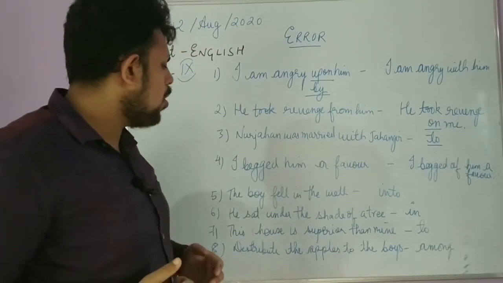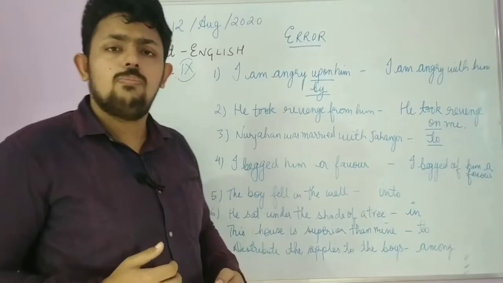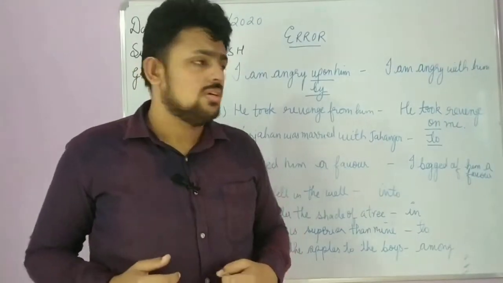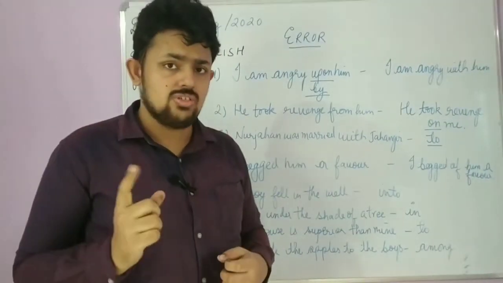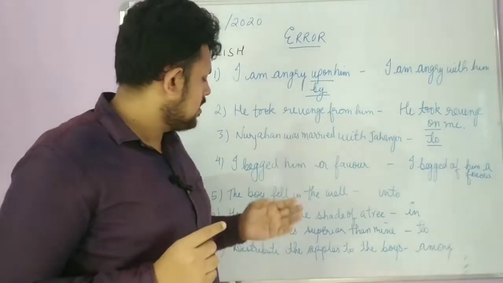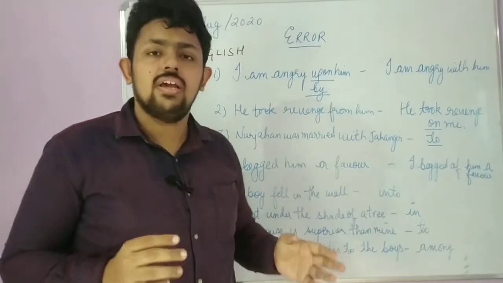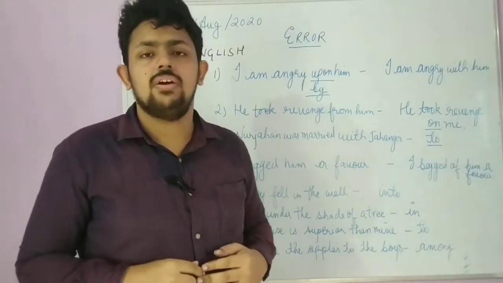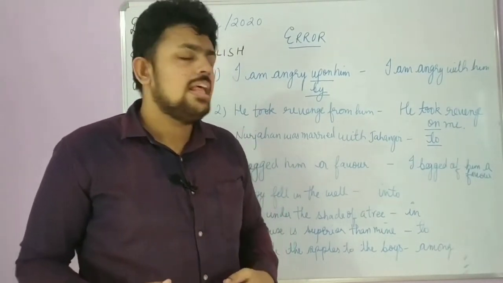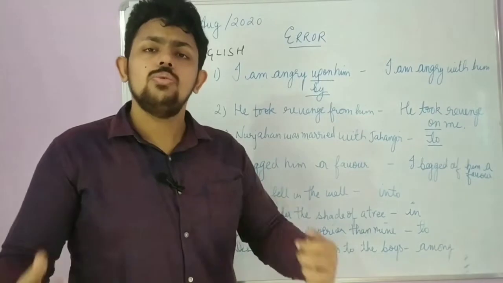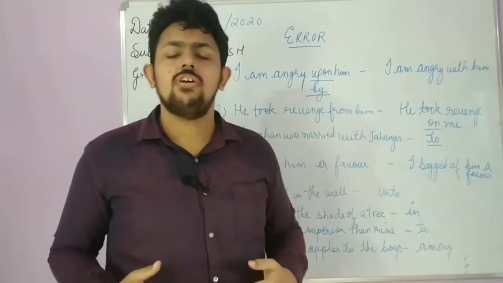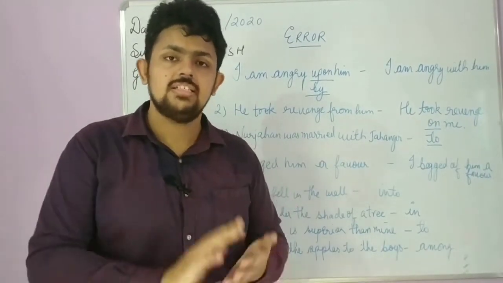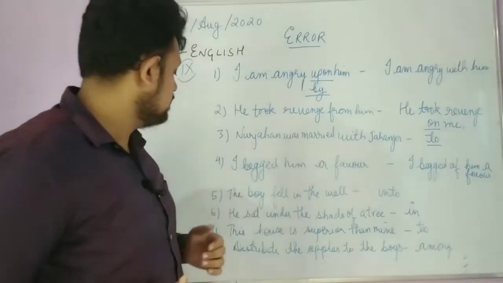Next, the boy fell in the well. The boy fell in the ground. The boy fell in the ground is right. The boy fell in the well. Here we are saying that he fell inside the well. So what will be here? The boy fell into the well, into the river. Wherever we are saying that he fell inside something, we will use into.